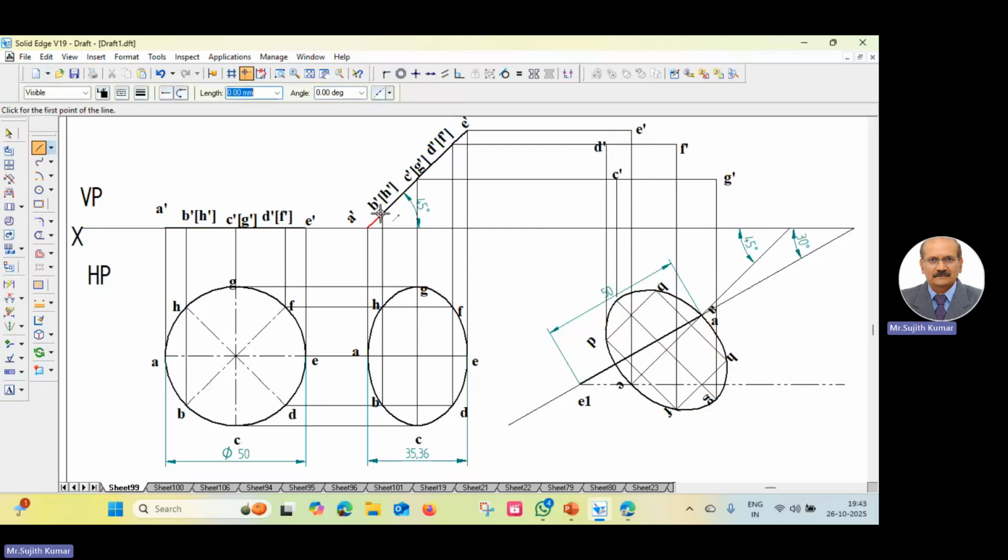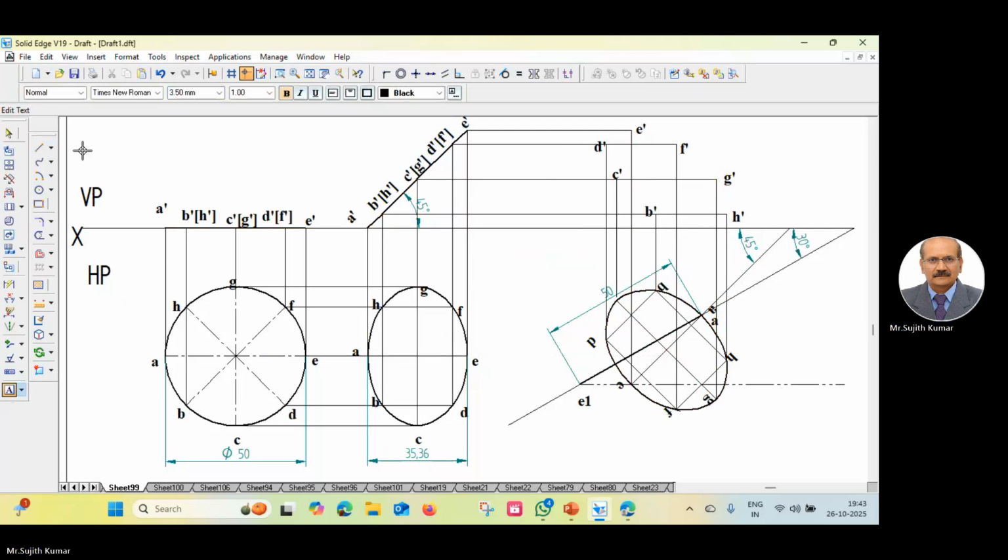Then go to B dash H dash. Draw one horizontal line from B dash. Here you have B, and H. Name it. This is H dash. This is B dash. Now we have to find out A dash. A dash, where is A? This is A. A will be on the XY line itself. Draw the horizontal from A dash. It will be on the XY line only. So this is A dash now.